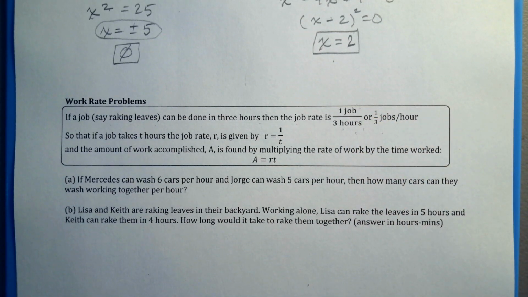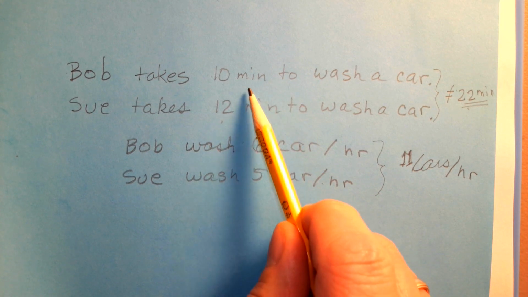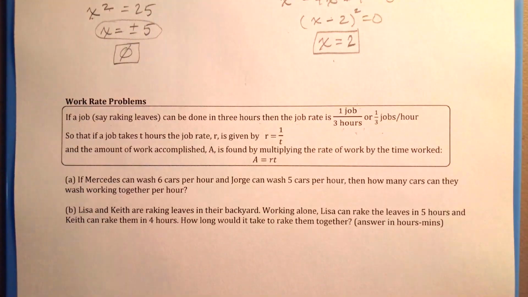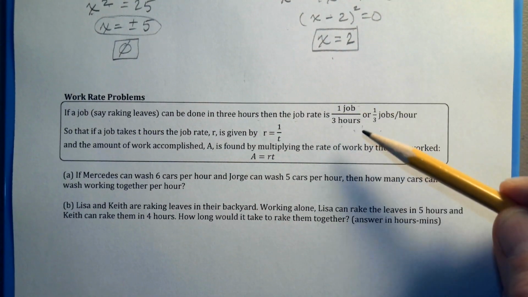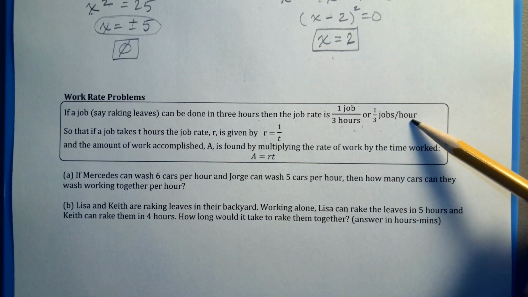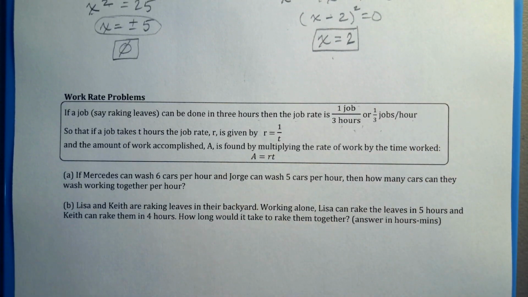If we're going to add things up, it would be the same as saying not how many minutes per car, because we can't add that up. That wouldn't be 22 minutes, okay? So we have to think of it as number of jobs per number of hours, or whatever the time unit is. We could say 1/3 of a job per hour if we wanted to as well.